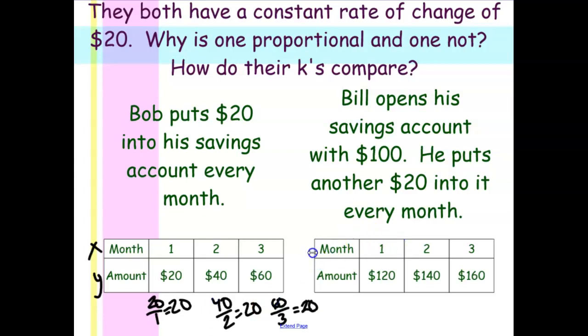All right, let's try Bill over here. Here's his x and y. If I go y over x, right here, I get 120. The next entry for month 2, if I go y over x, I get 70. And for month 3, I'll do it up here. If I go y over x like that, I get like 53 and a third dollars, something like that. Not the same, not proportional, but still increasing by 20 every time.